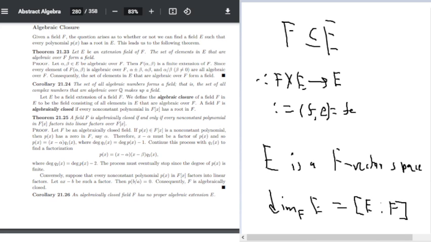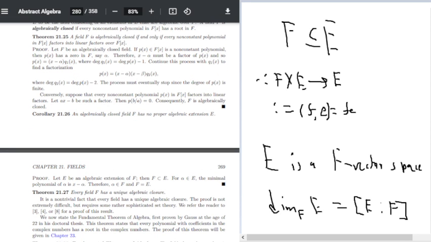A field F is algebraically closed if and only if every non-constant polynomial in F of X factors into linear factors over F of X. Proof. Let F be an algebraically closed field. If P of X in F of X is a non-constant polynomial, then P of X has a root in F, say alpha. Therefore, X minus alpha must be a factor of P of X, and so P of X is equal to X minus alpha times Q1 of X, where the degree of Q1 of X is equal to the degree of P of X minus 1. Continuing this process with Q1, we find a factorization P of X is equal to X minus alpha times X minus beta times Q2 of X, where the degree of Q2 of X is equal to the degree of P of X minus 2. The process must eventually stop since the degree of P of X is finite.